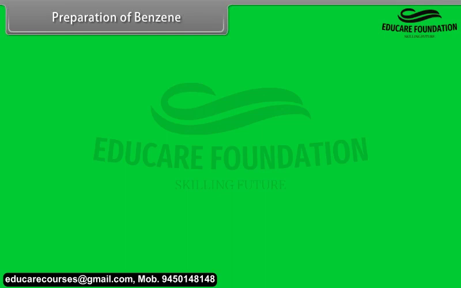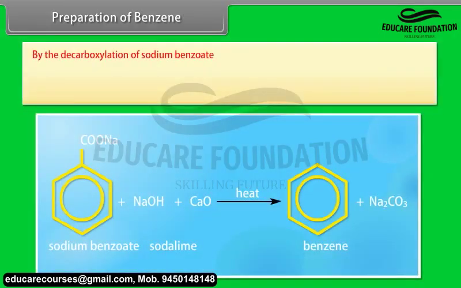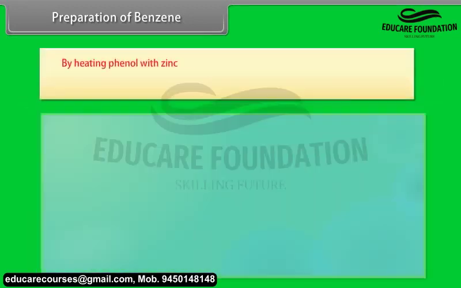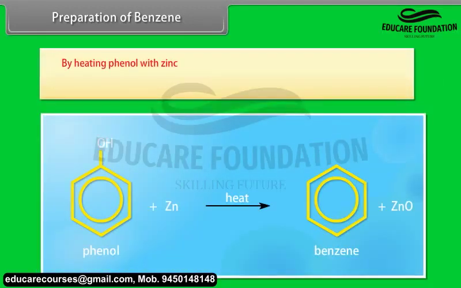Preparation of benzene by the decarboxylation of sodium benzoate. This method is used in the laboratory to obtain benzene. Sodium benzoate is heated with soda lime, and when it gets decarboxylated, that is, with removal of carbon dioxide, benzene is obtained.